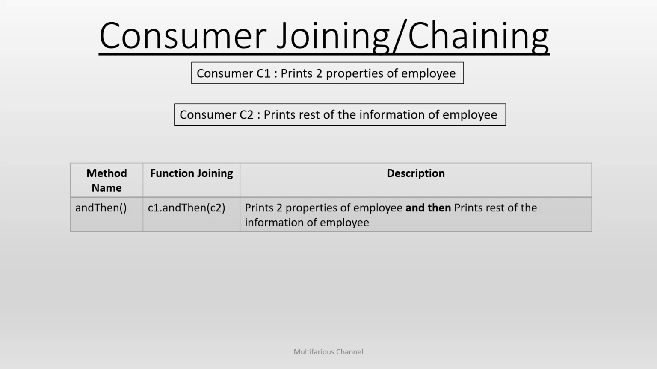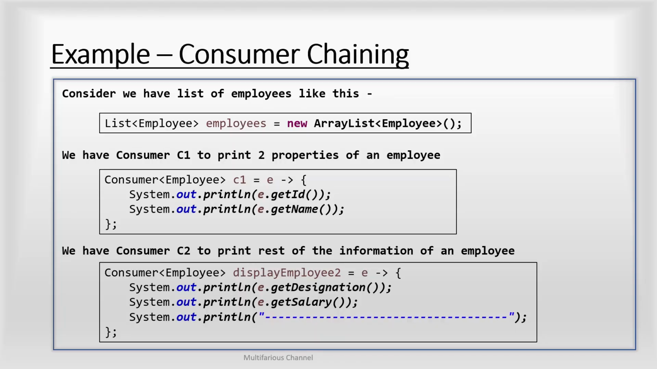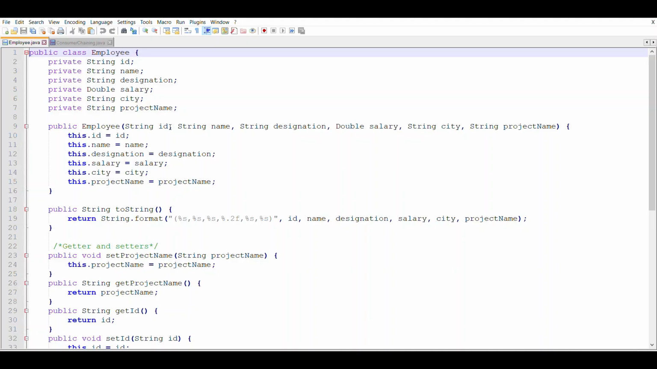So let's try to implement the same solution to get a better understanding of consumer joining. So consider this example where we have a list of employees like this. List of employees equals new ArrayList of employees, and we have a consumer C1 to print only two properties of the employees, that is ID and name. Then we have a consumer C2 that will print the remaining properties of the employee, that is designation and salary. So let's look at this code in action.